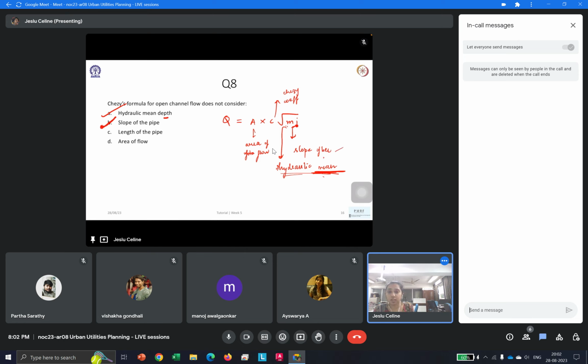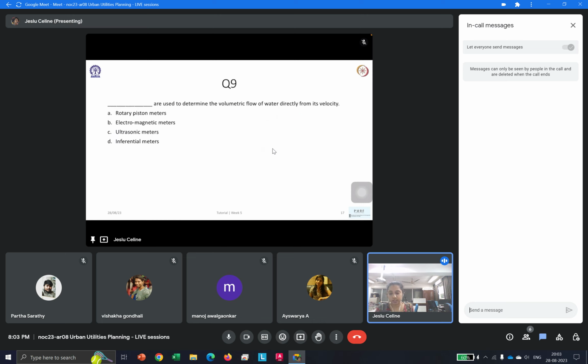Length of the pipe, does it consider the length of the pipe? No, because we don't have it anywhere in the formula. We just have area, coefficient, slope, and the hydraulic mean. So it does not consider length of pipe. Yes, so the answer to this is length of pipe. Okay. Any doubts? Shall we proceed? Okay, we are proceeding on to the next question.